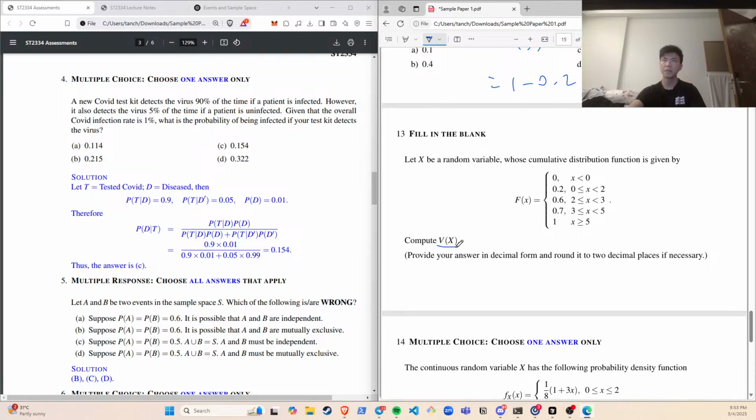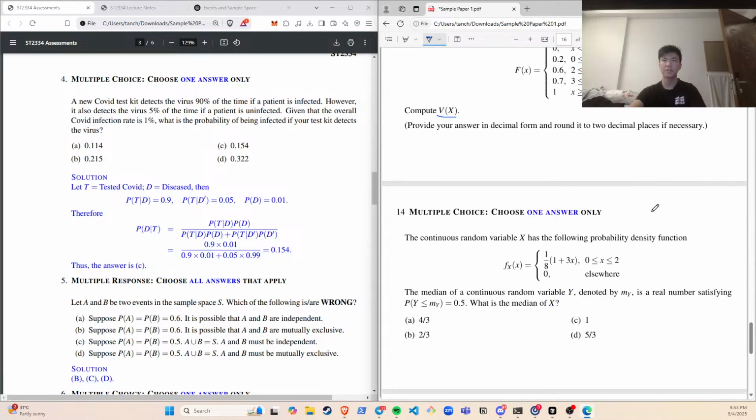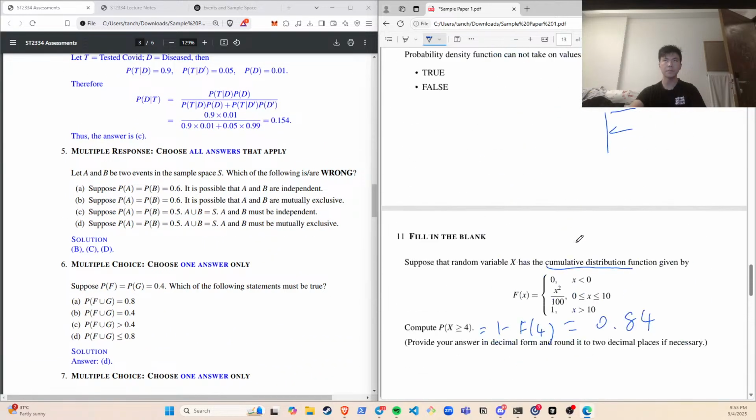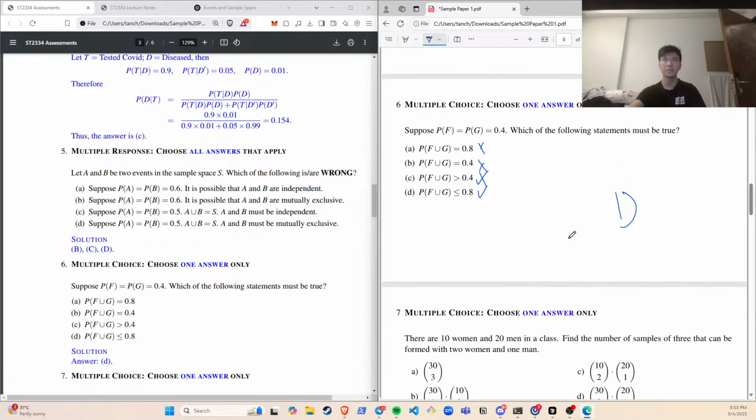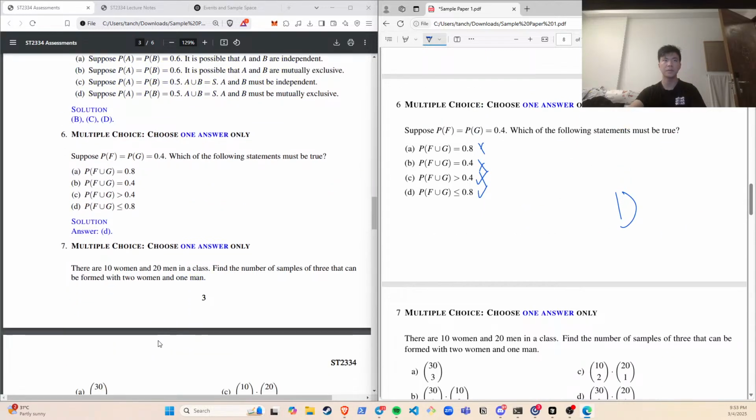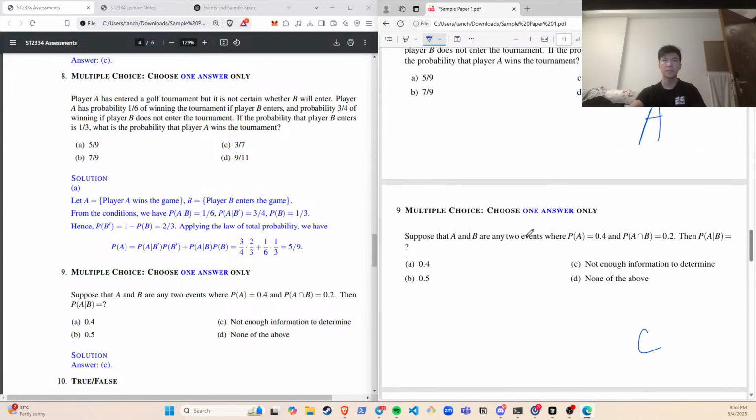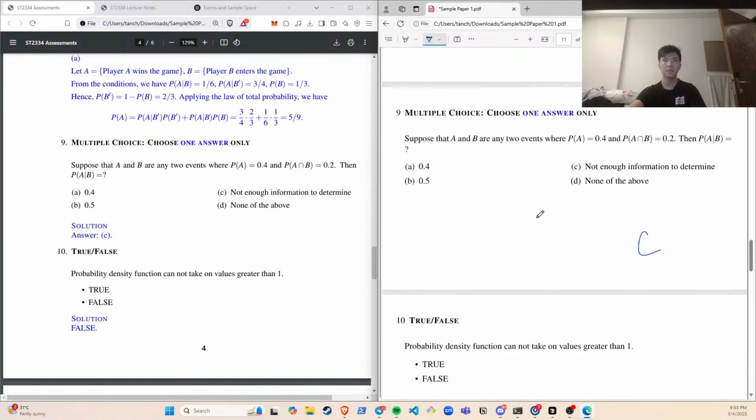What is V? I'm not sure what is V. Yeah, I'm not sure what is V. Okay, this is a good point to check the answers. This is D. This one is C. This one is A. This one is C.